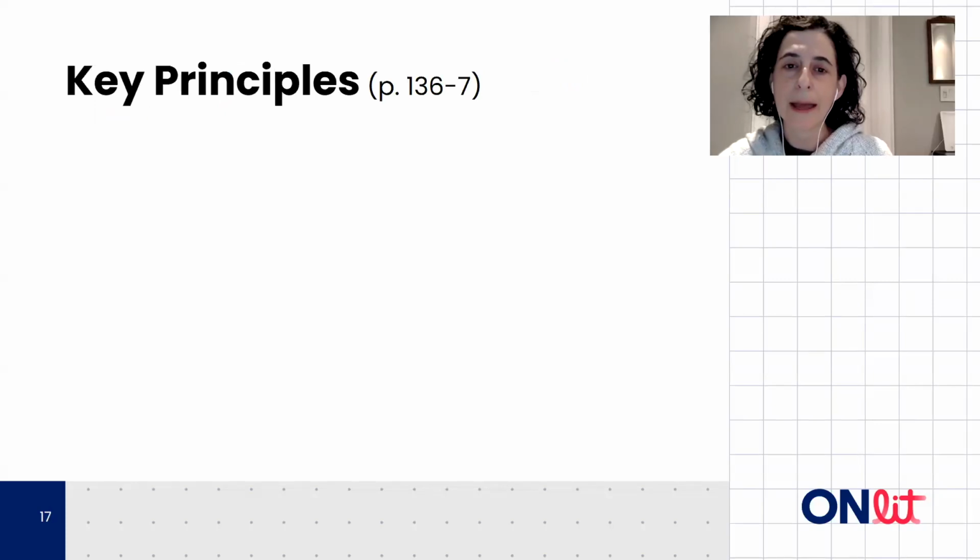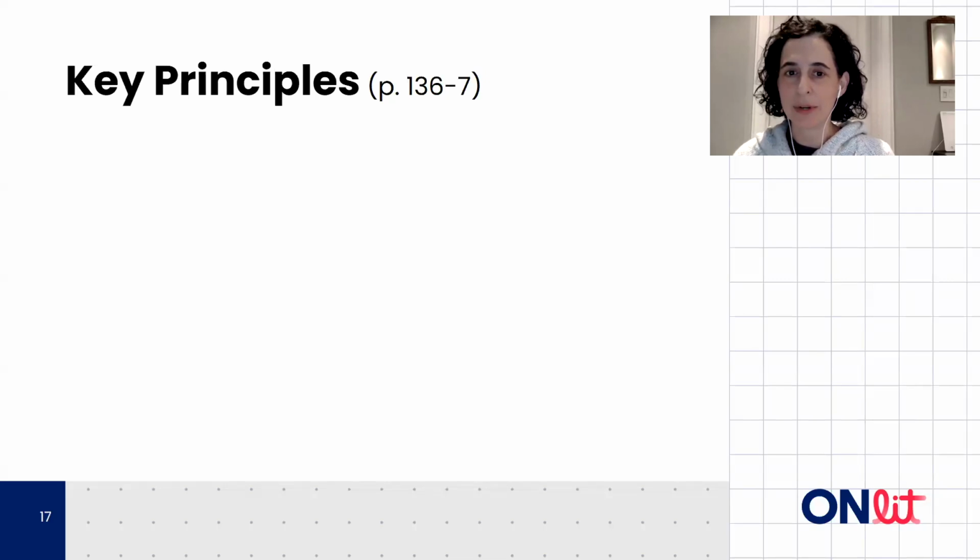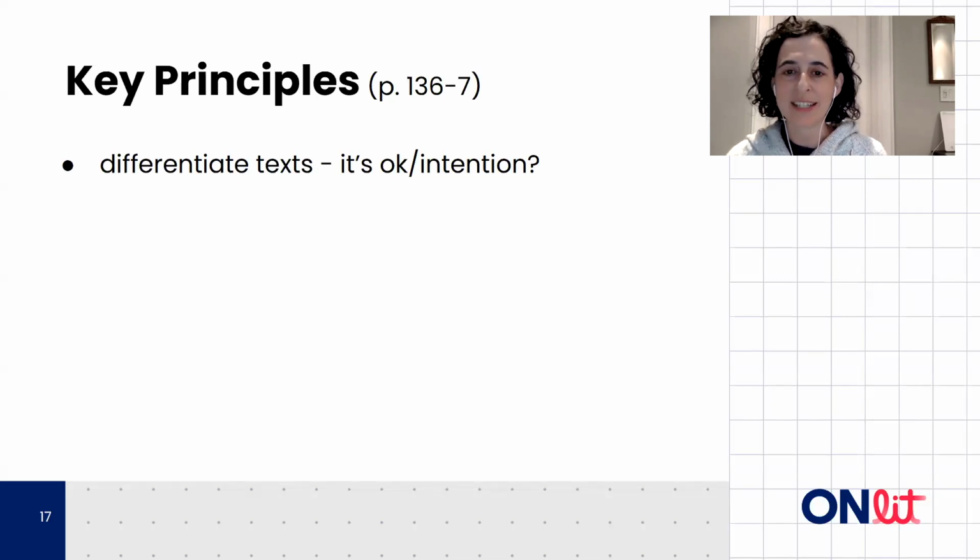And so on pages 136 and 137, Dr. Mesmer does go through some key principles for stretching students and this idea of stretching them without breaking them, as she puts it. The first one is around differentiation and differentiating texts. And she says, all students don't have to read the same text. As long as we're being intentional with respect to our learning goal and our purpose, what is the outcome we want? What do we want students to learn and be able to do as the result of a particular text? It is okay that not every student is reading the same text.